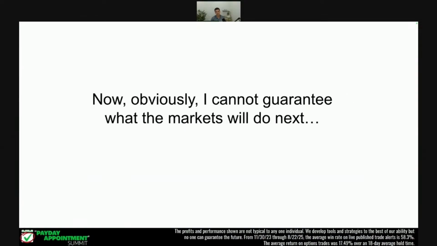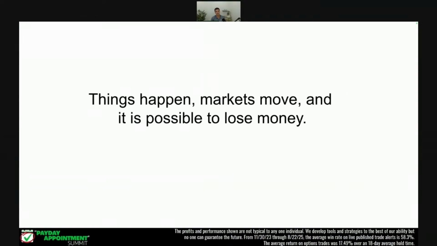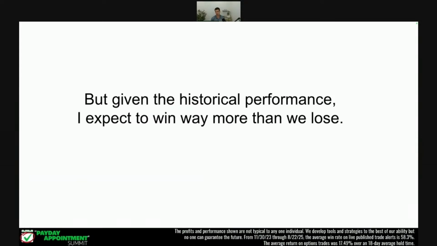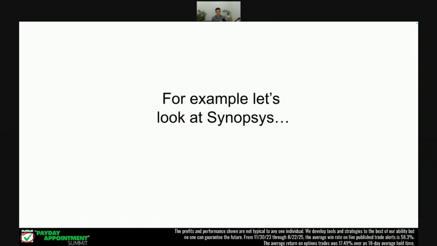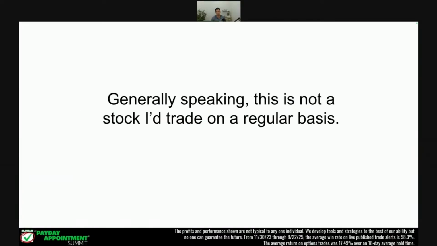Now, obviously, again, I can't guarantee what the markets do next. Things happen, markets move. It's possible to lose money. I'm actually pretty bearish on the markets right now. But given the historical performance, we can actually filter through all the stocks and just find the ones that are expected to win way more than lose. For example, like Synopsys. Generally speaking, this is not a stock that I trade on a regular basis.